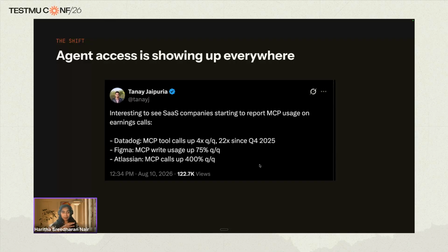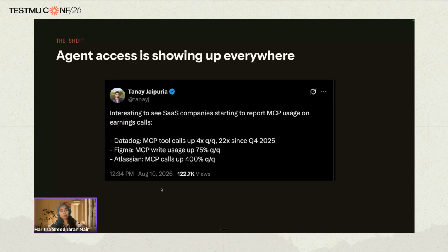And from a business perspective, the agent access is really showing up literally everywhere. This is a very recent tweet, from earlier this month, which is talking about how companies are reporting MCP usage in their earnings calls. And we have seen this firsthand when talking to customers: MCP usage is maybe 20% of their total workflow today. And they expect this to grow and reach 50%, 60% over the next year, and it's growing exponentially.